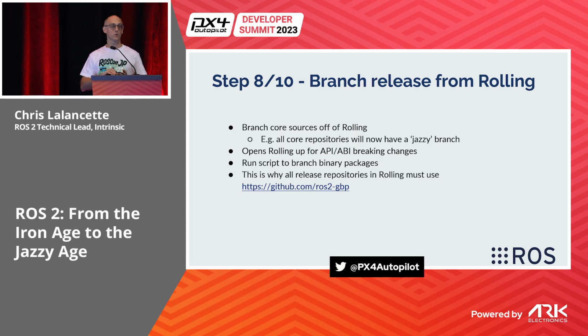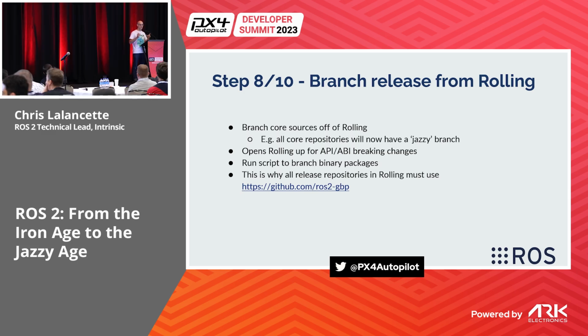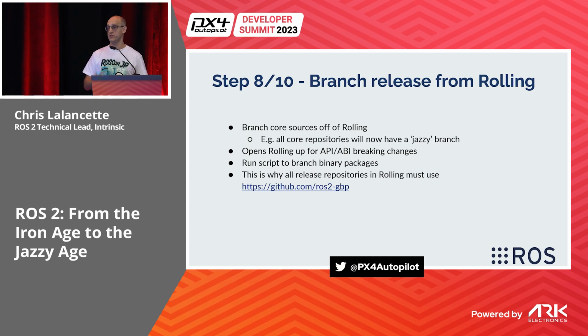Once we've done that, we will open up rolling for changes again, right? So this is how rolling is only frozen for about 2 weeks every year. Other than that, rolling is always moving along. And once we've done this branch off, we can open rolling back up. This is also the time we start creating the binary packages. So instead of apt-get install ROS rolling desktop, now you can do apt-get install ROS Jazzy desktop.